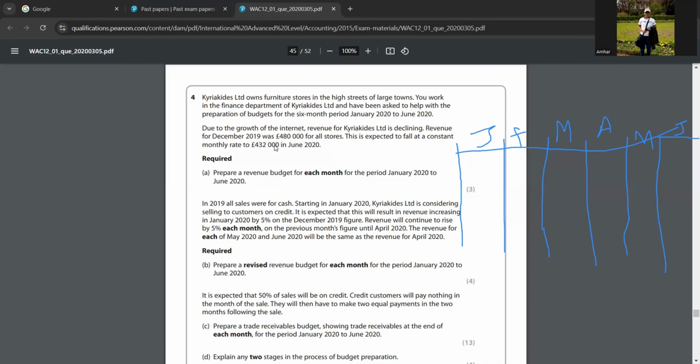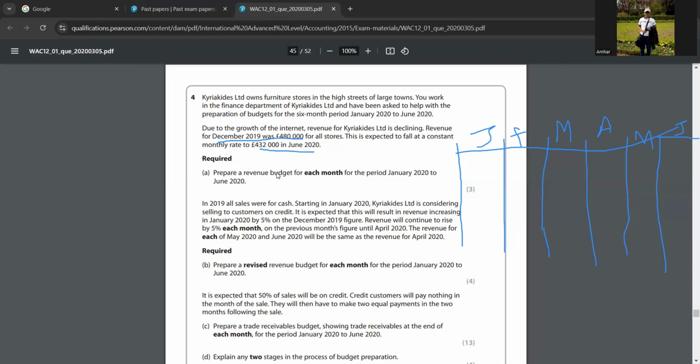Revenue for December 2019 was 480,000 for all stores. This is expected to fall at a constant monthly rate to 432,000 in June 2020. So revenue for December 2019 was 480,000 for all the stores, and this is expected to fall at a constant monthly rate to 432,000. Can you remember earlier? Okay, A part they're saying you prepare a revenue budget for each month. So each month you have to show from January to June, column by column. So you have to prepare the revenue budget.